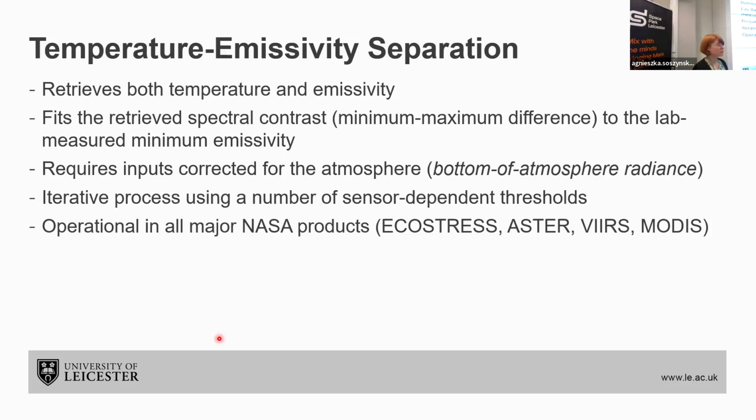So input is then bottom of atmosphere radiance. Then TES is an iterative process which bases on a few sensor-dependent thresholds, which is nice because then it accounts for the noise within the sensor, NEDT. And as I mentioned, it's operational for NASA's products.